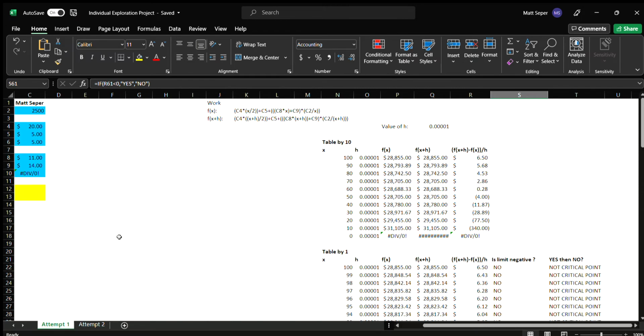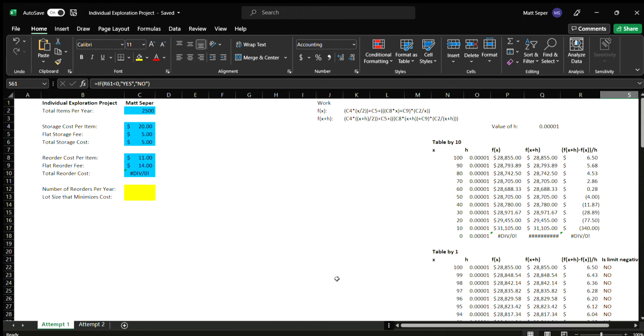Alright, so this is the walkthrough of my spreadsheet for my exploration project. Just some initial notes here. Here's the setup for my problem. The total number of items per year, storage cost per item, flat storage fee, reorder cost per item, and reorder fee were all values that you should be able to edit.